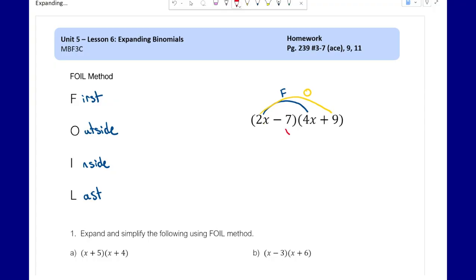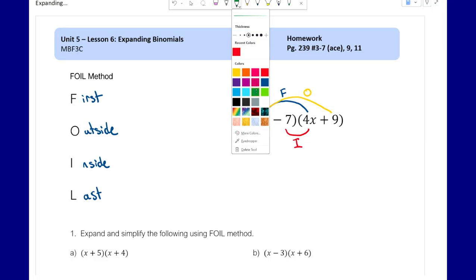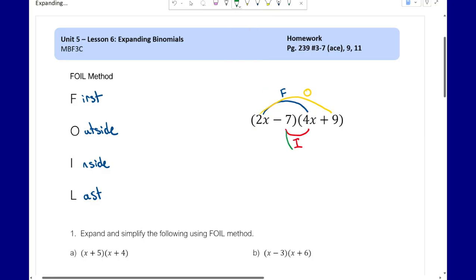I tells us to multiply the inside, so the two inside numbers. And then L tells us to multiply the last numbers of the brackets. So really it's just a designation to tell us what numbers we need to be multiplying.